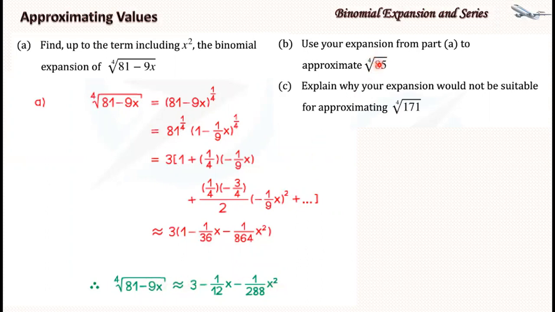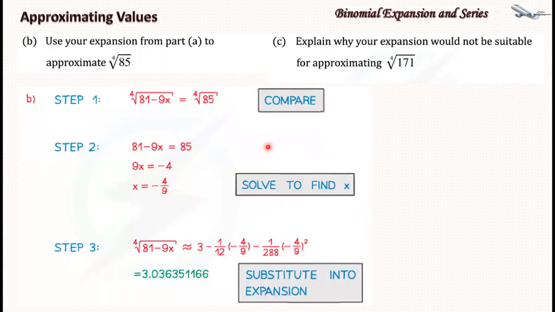Now here I have the fourth root of 85. So let me see what I'm going to do. The fourth root of 85 is approximately equal to the fourth root of 81 minus 9x. We equate coefficients, and you see that x is going to be 4 over 9. I now take this x squared minus 4 over 9 and substitute in the previous expansion that I had and simplify. When I substitute and simplify, this is the result that I'm going to obtain.